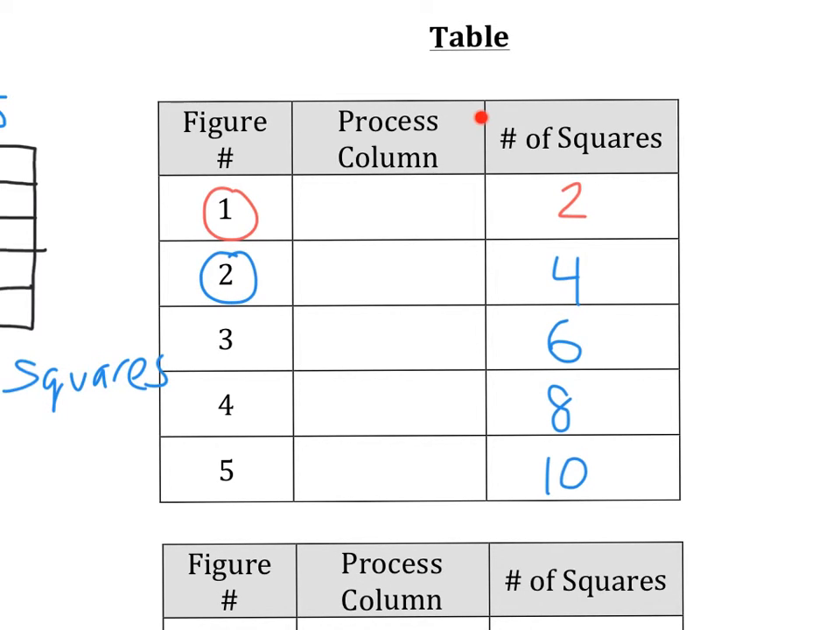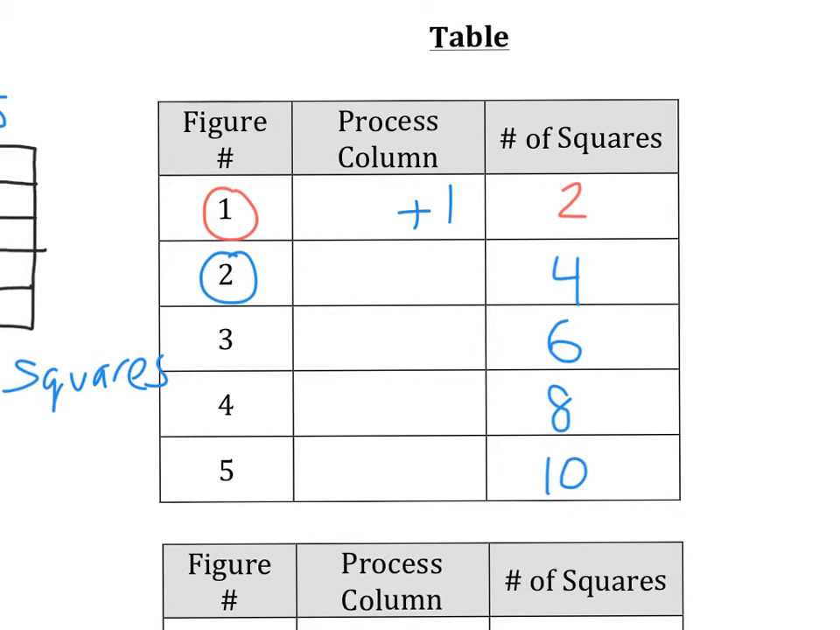You may or may not have heard of this before, called a process column. A process column is just, how do I get from this column over here to this column over here? What's the process that goes on? Now, sometimes it's very straightforward, and sometimes we just don't know, and we might need to leave the process column blank.